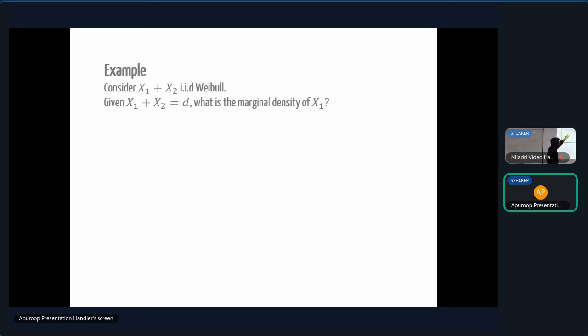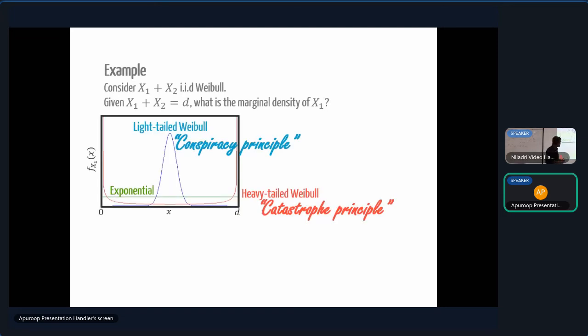So the blue curve is like a conspiracy. Both of them have to conspire to create the large sum. The red one, the heavy tail case, is the catastrophe. One guy is large. Okay. You can actually also formalize this a bit more, which I will do in a bit.